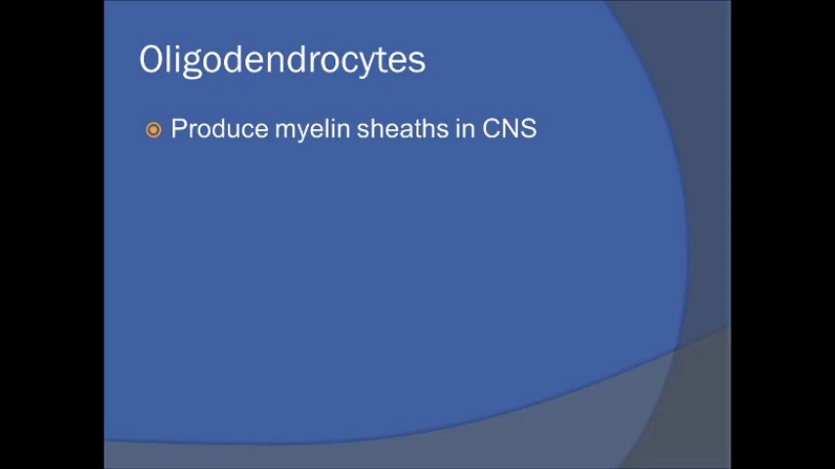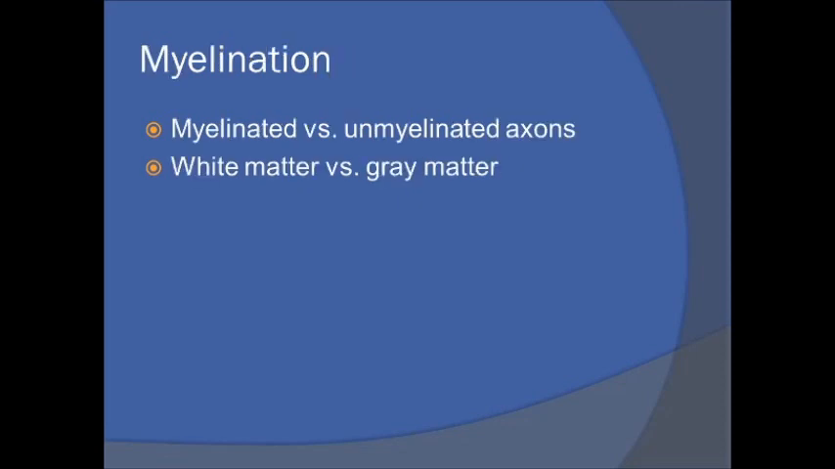Oligodendrocytes produce myelin sheaths that surround our axons in the central nervous system. So with myelinated axons, myelinated nerves, we have a much faster response with the action potentials. Most of our nerves are myelinated because they require fast responses. Our unmyelinated axons don't have myelin. Myelin acts as an insulation to our axons, so it speeds up action potentials.